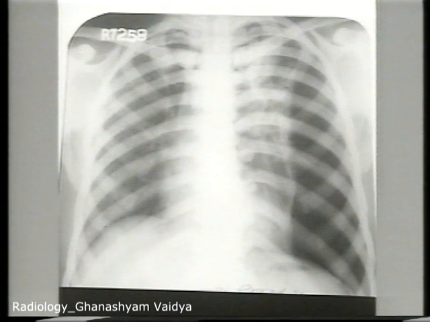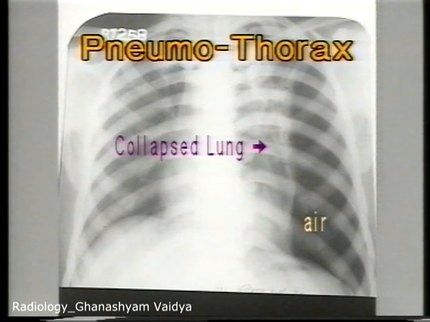In this X-ray, note the peripheral radiolucent area on the left side with no bronchovascular markings. This uniformly black area represents a collection of air in the pleural cavity or pneumothorax. The lung is collapsed and you can see that it is more radio-opaque and its border is seen as a thin white line demarcating the collapsed lung.